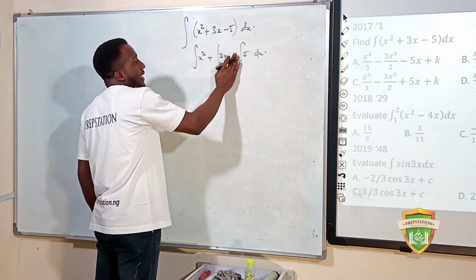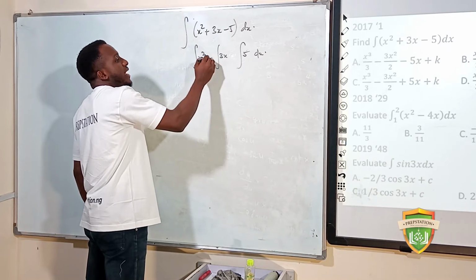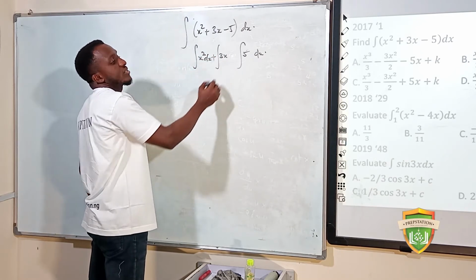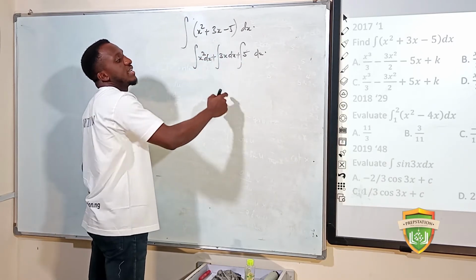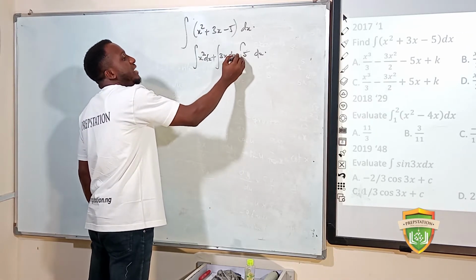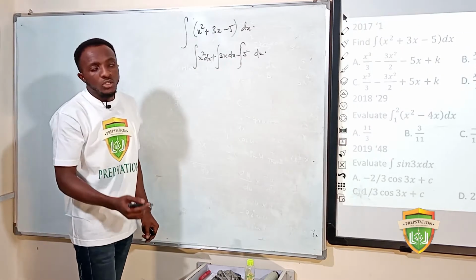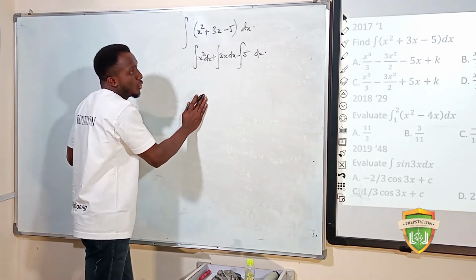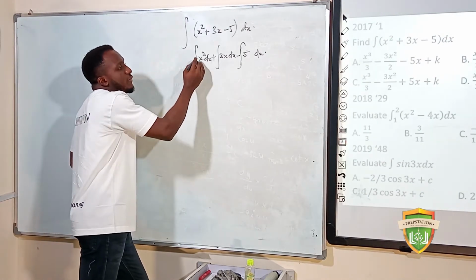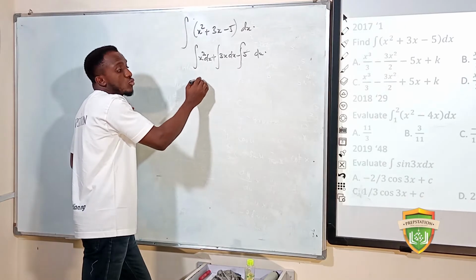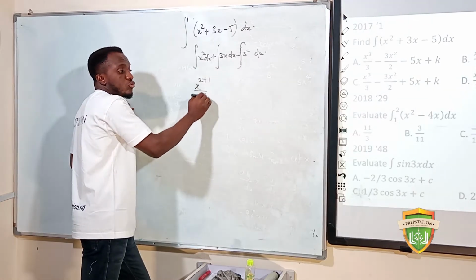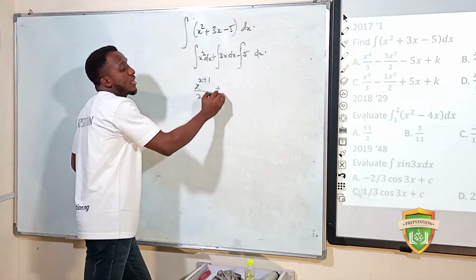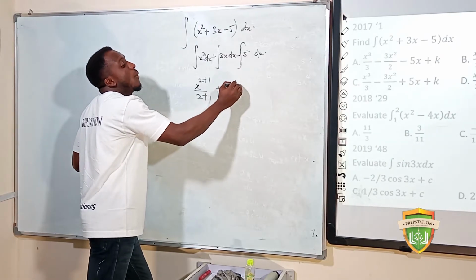Or if you like to say, integrate this with respect to x, plus integrate this with respect to x, minus integrate this with respect to x. So if you followed the rule I showed you, this would give you x raised to power 2 plus 1 over 2 plus 1, plus 3x raised to power 1 plus 1.